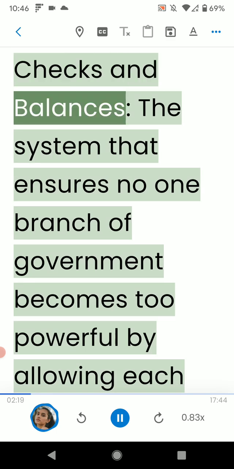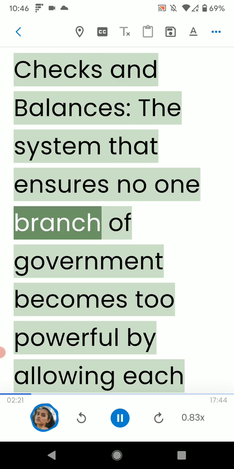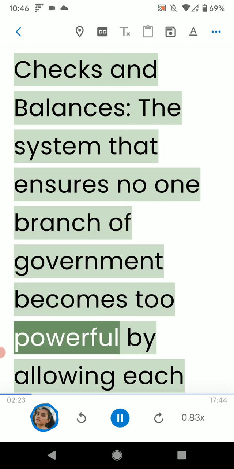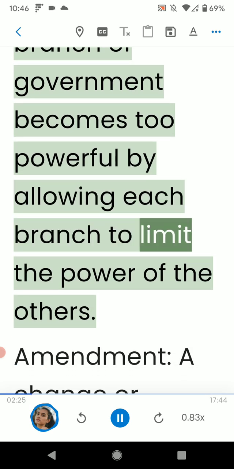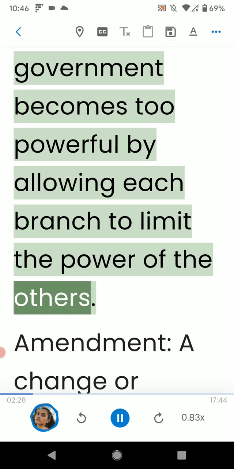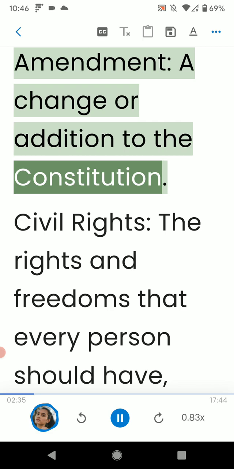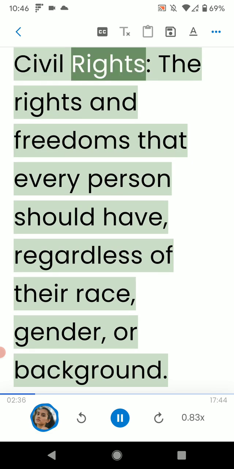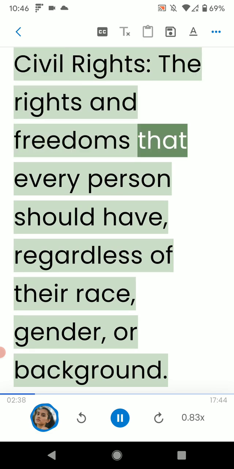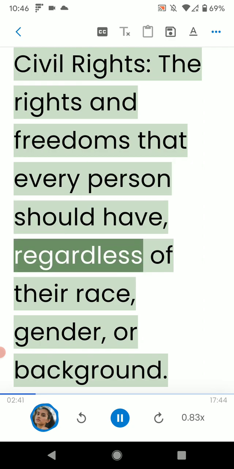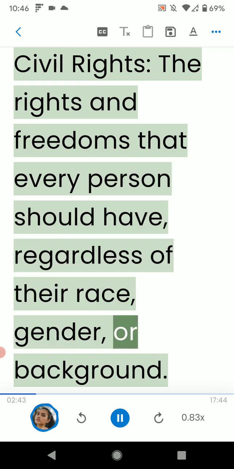Checks and balances, the system that ensures no one branch of government becomes too powerful by allowing each branch to limit the power of the others. Amendment, a change or addition to the Constitution. Civil rights, the rights and freedoms that every person should have, regardless of their race, gender, or background.